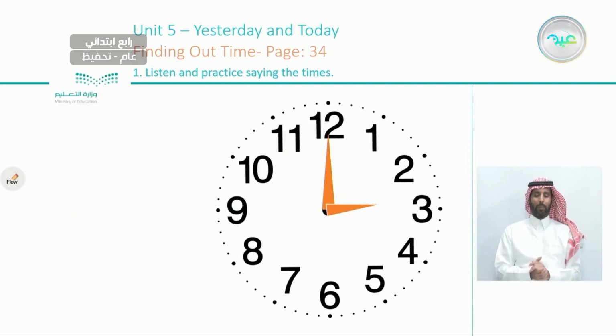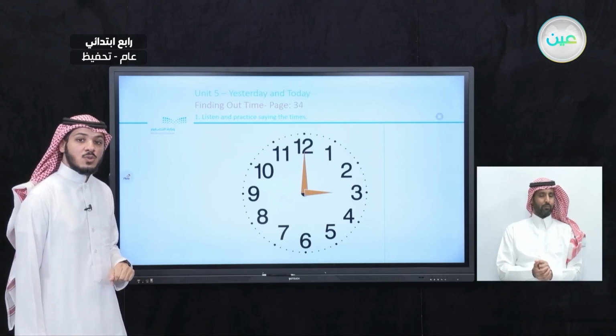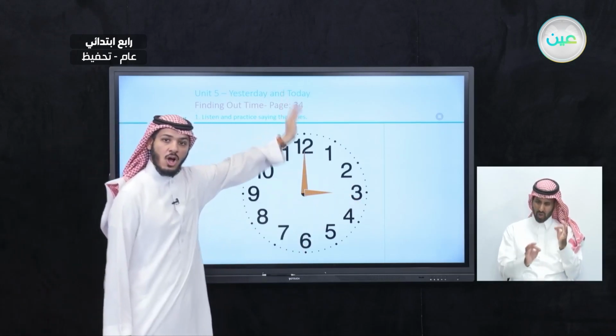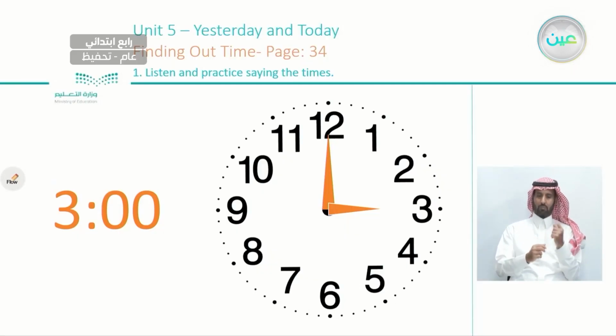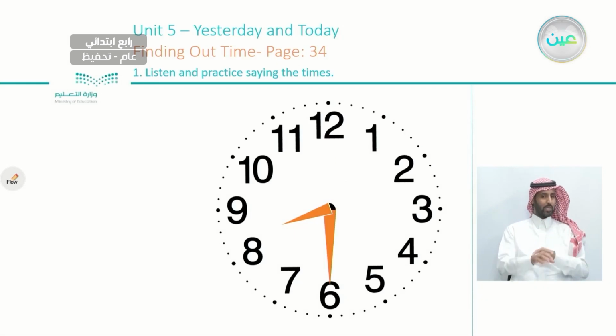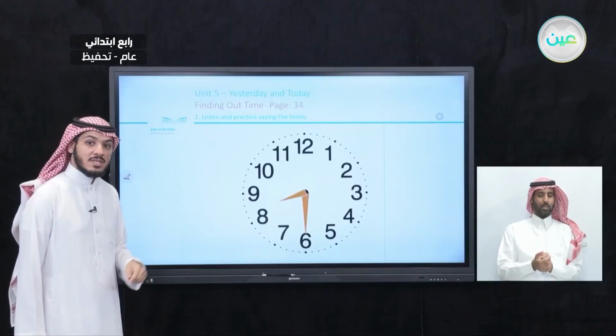Excellent. So we have 12 o'clock. After that, what time is it here? Yes, can you tell me? It's what? 3 o'clock. Excellent. So we have 3 o'clock. After that, what time is it here? Yes, now it's not o'clock.